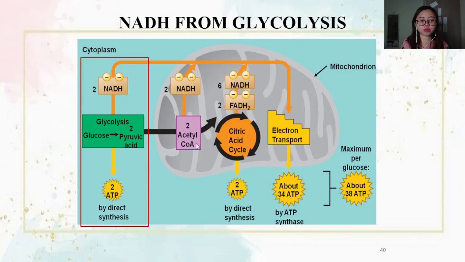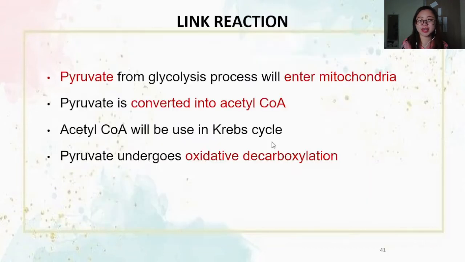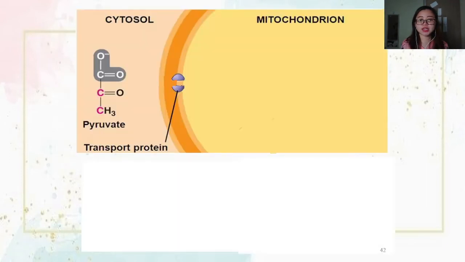We're going to go into the purple part now, and that brings us to the next process, which is called link reaction. In link reaction, the pyruvate from glycolysis process will now enter the mitochondria. So it's moving from the cytosol into the mitochondria. In here, the pyruvate is converted into acetyl-CoA, and acetyl-CoA will be used in the Krebs cycle. Pyruvate will undergo oxidative decarboxylation.